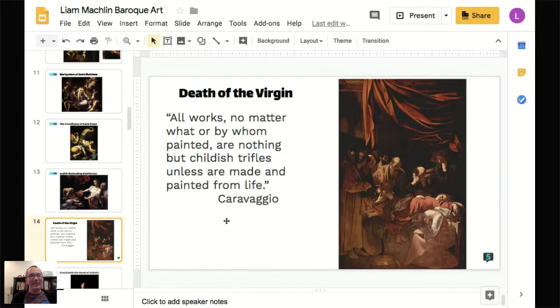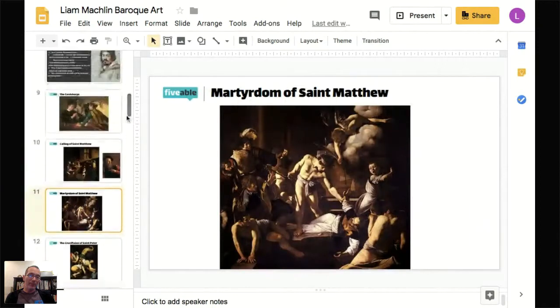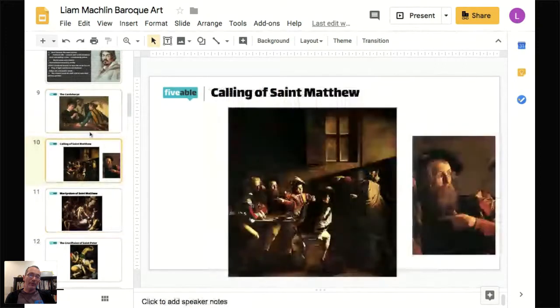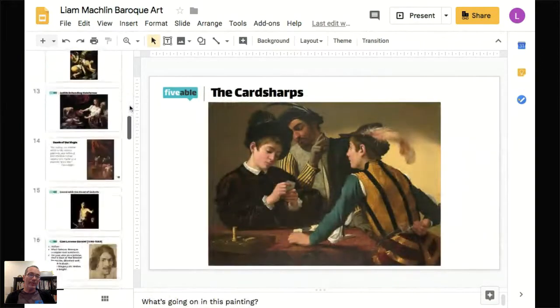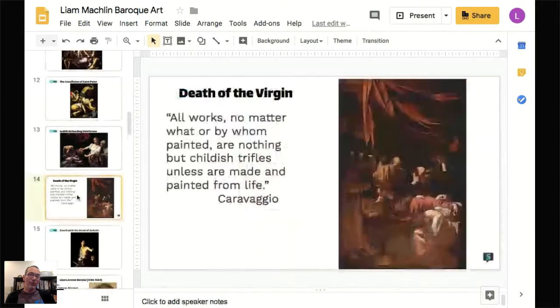Now, what's interesting here, I added a quote of Caravaggio describing art, and he said, all works, no matter what or by whom, painted are nothing but childish trifles unless they are made and painted from life. So Caravaggio was interested in real life situations. He was interested in people sitting in bars, as we saw over here in St. Matthew, or people playing cards, real people interested him. So what he did, and that's what's very interesting about his art, he took regular people from the outside in Italian society and basically painted them like they were in Jerusalem 1,500 years before that. So he was looking for realism in his painting and real people.